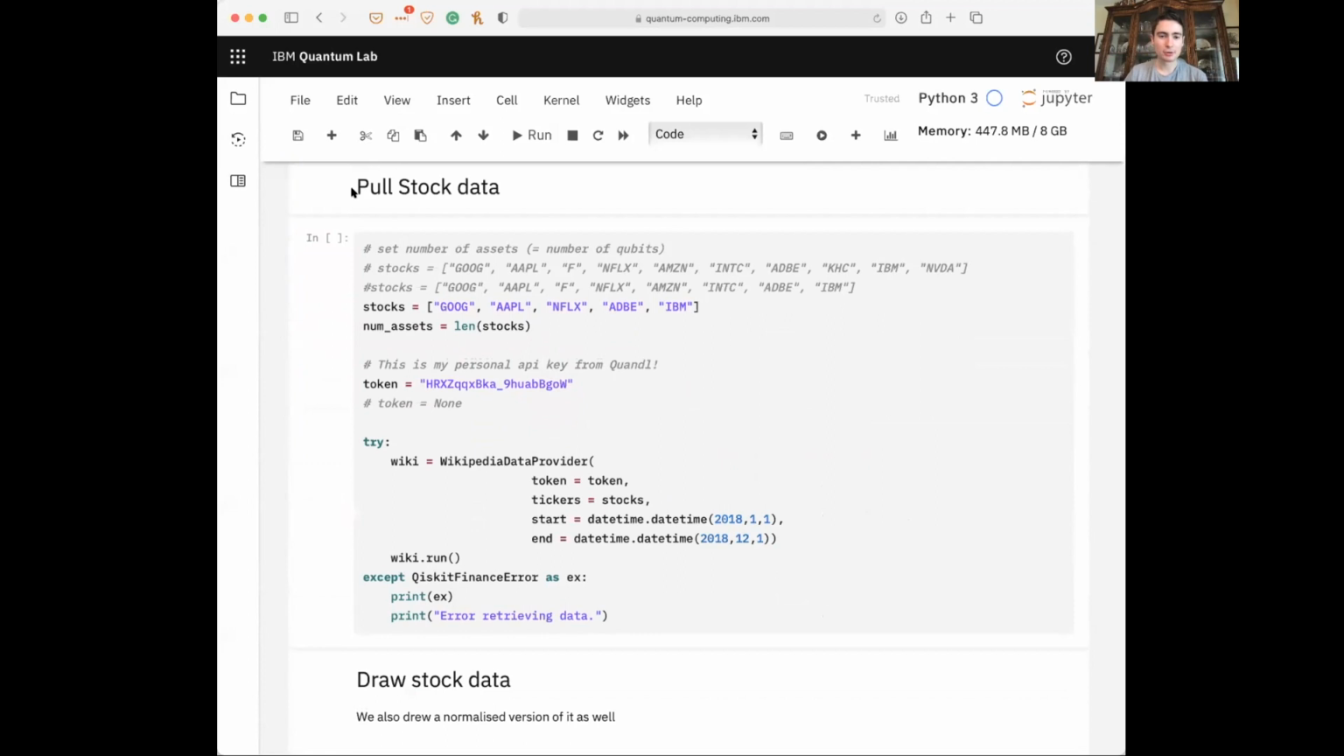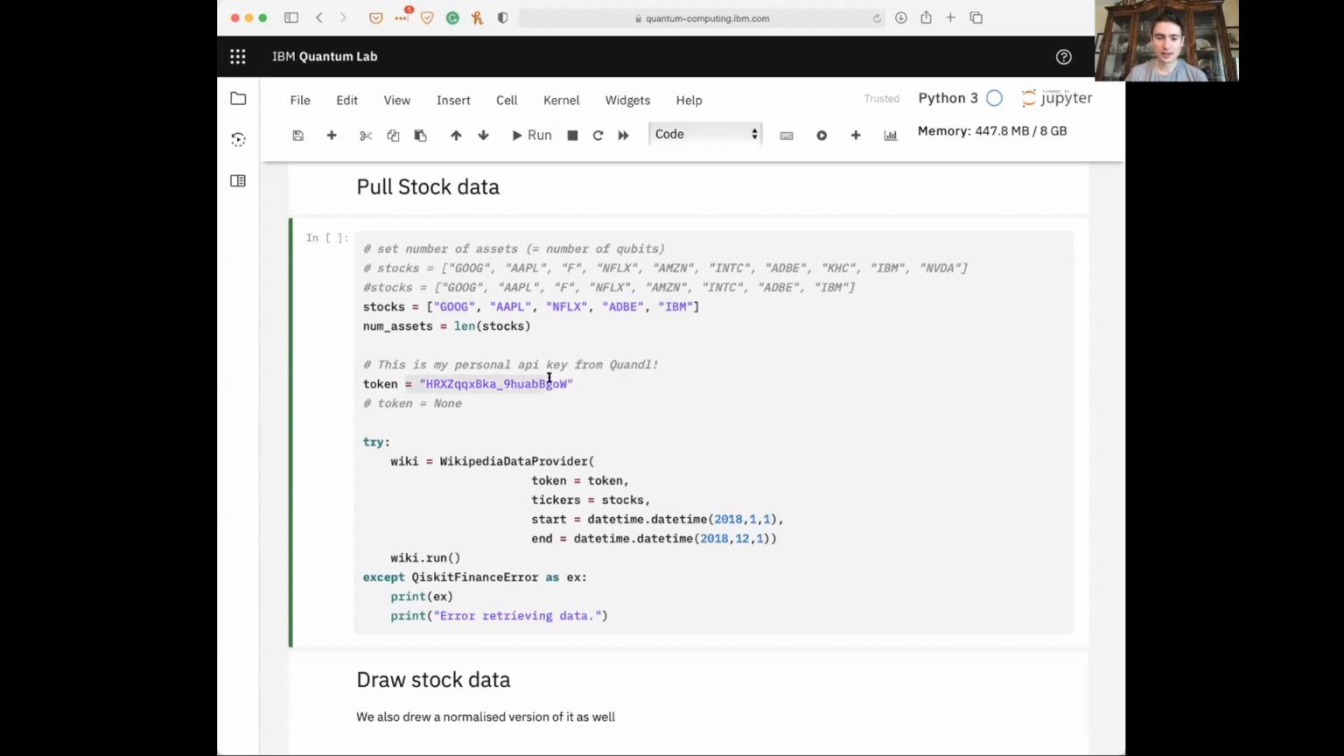First step here is to pull stock data. So I'm guessing what it's doing here is fetching the actual data for the stocks, right? So again, going back to the problem that we're solving, we're not trying to predict anything. We're trying to take historical data and make decisions based on complete knowledge of what happened. So here you can see that we're selecting some stocks. So these are probably the 5 stocks that we're going to be looking at: Google, Apple, Netflix, Adobe, and IBM.